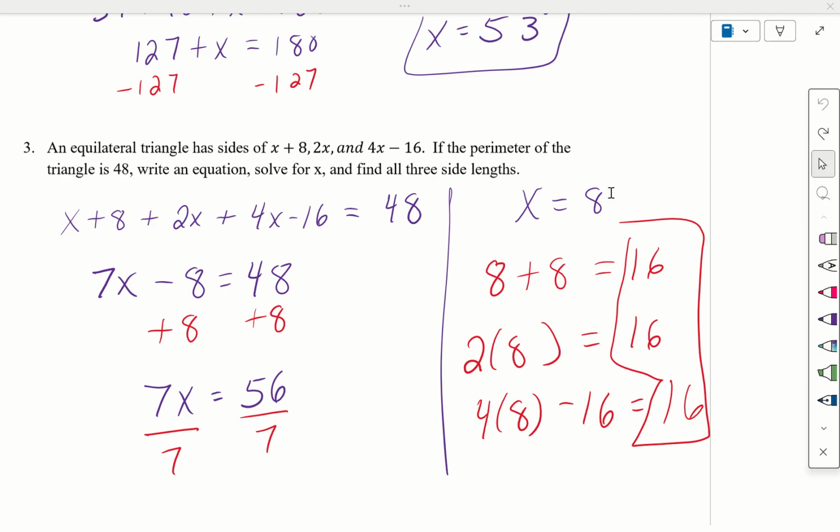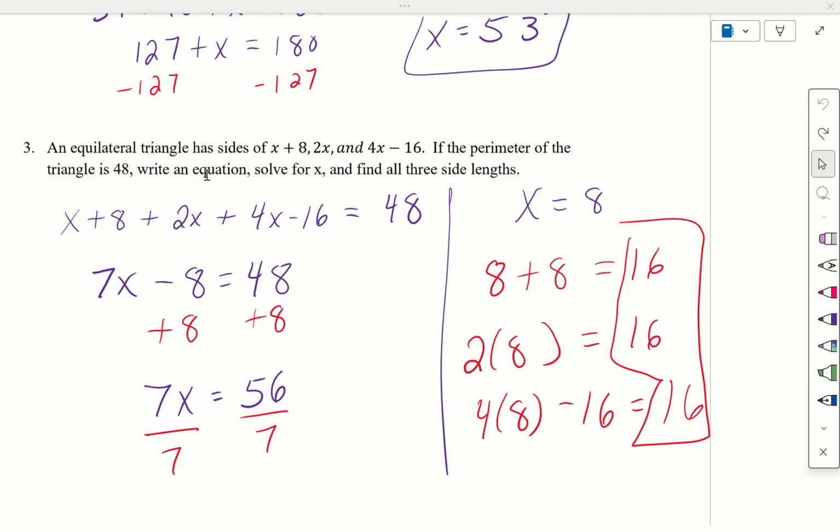Now we were asked to find all three side lengths. Always go back and read the directions again. Make sure you do what you're being asked to do. We plug in x equals 8 for each of these. 8 plus 8, we get 16. 2 times 8 is 16. 4 times 8, that is going to be 32. 32 minus 16 is in fact equal to 16. All three sides are 16, which they should be because you knew the triangle was equilateral.